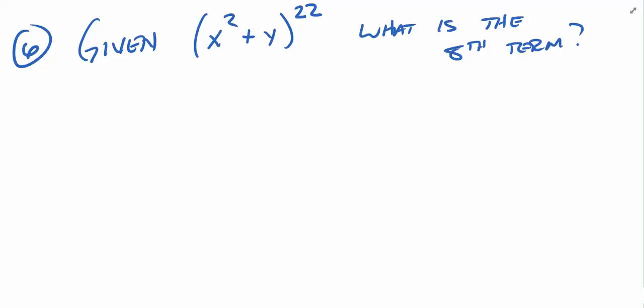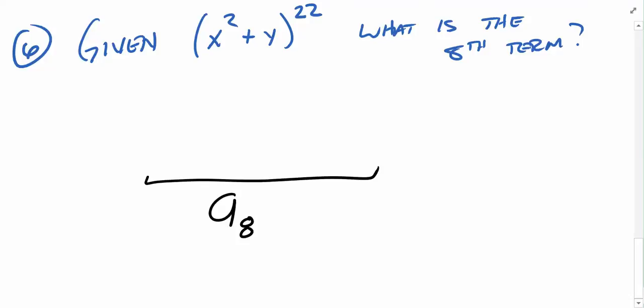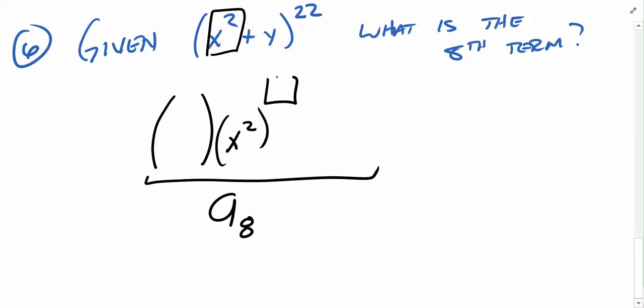So, help me build it. I'm interested in a sub 8, right? I know I'm going to have a binomial coefficient. I know I'm going to have my first term of the binomial, which is x squared, raised to some power. I'm just not sure what it is yet. And I know I'm going to have my other term in my binomial, y, raised to some power. I'm just not sure what it's going to be yet. Okay? I know that this number is always 1 bigger than the second term's exponent. So what does that exponent have to be? It's got to be a 7.